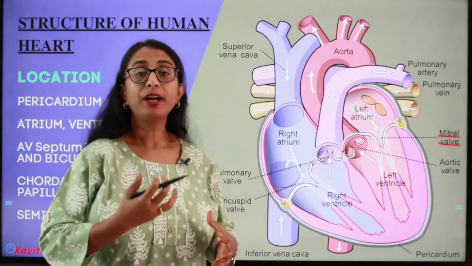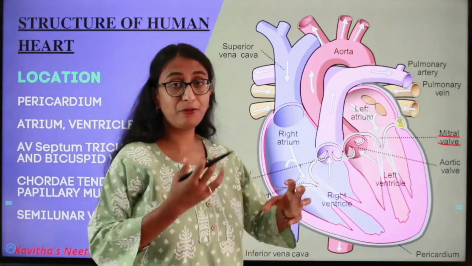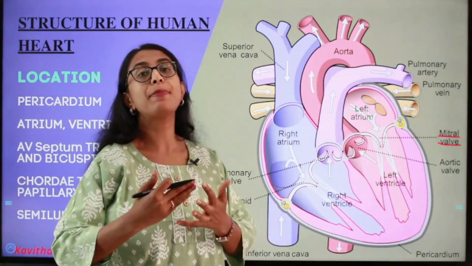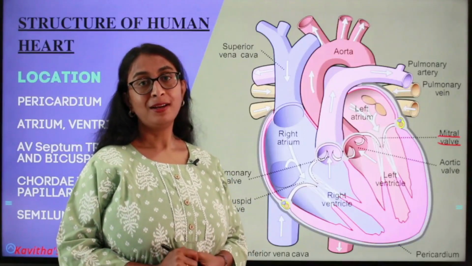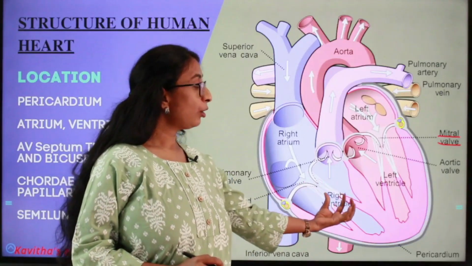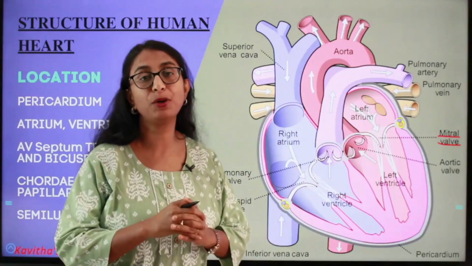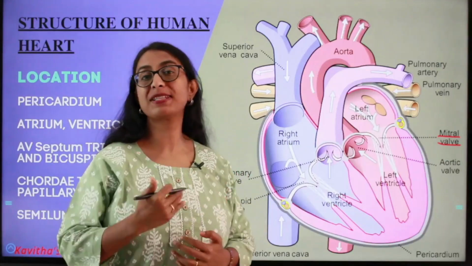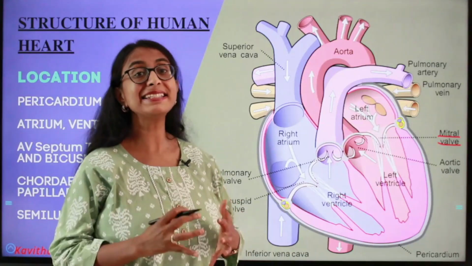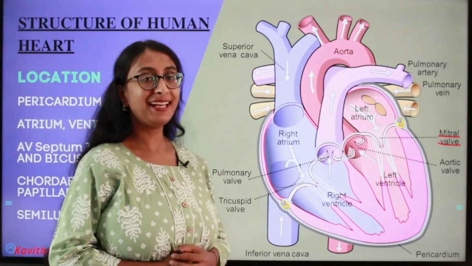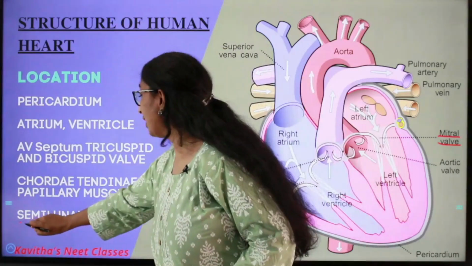The chordae tendineae holds the bicuspid and the tricuspid valve so that they do not collapse back into the atrium during strong ventricular contractions. It is the chordae tendineae along with the papillary muscles which holds back the tricuspid and the bicuspid valve so that they do not collapse back into the atrium during strong ventricular contractions, and that is the function of the chordae tendineae. Fine. So now we shall discuss the semilunar valves.